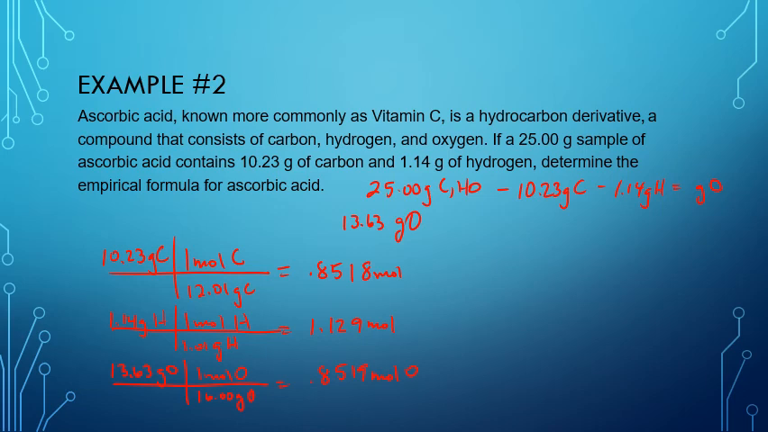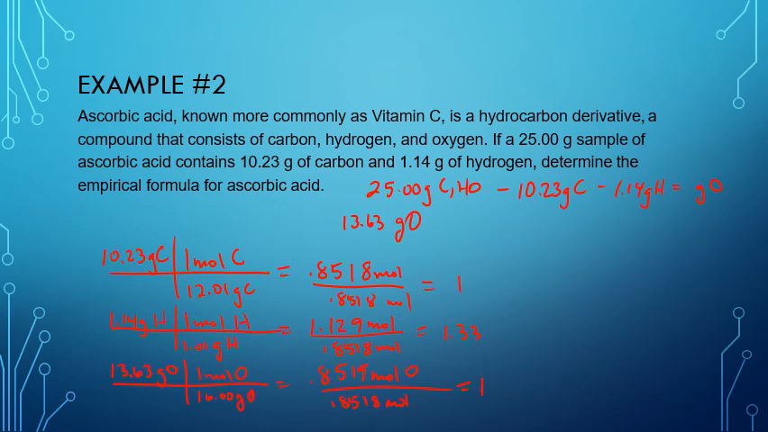Again, just due to some rounding issues with our measurements, we're not exact, but we're really close, in that ballpark. So if I divide each one by 0.8518, the number of moles with the smallest amount, for carbon you end up with 1.00008. So we're just going to call that 1 because it's within a tenth. For hydrogen, 1.129 divided by 0.8518 is equal to 1.325, so we'll just say 1.33. And then finally we would have 1 for oxygen.